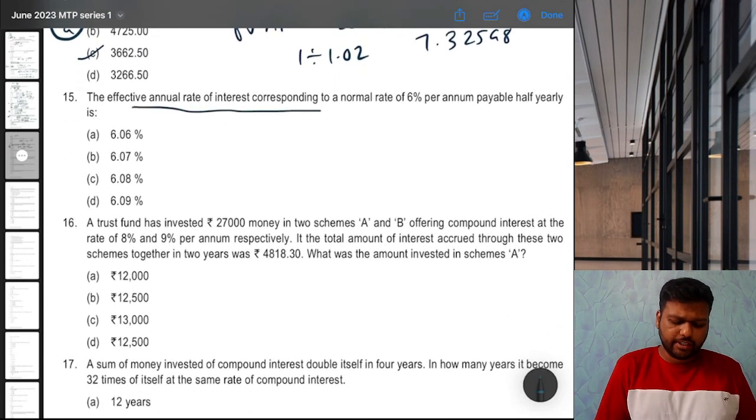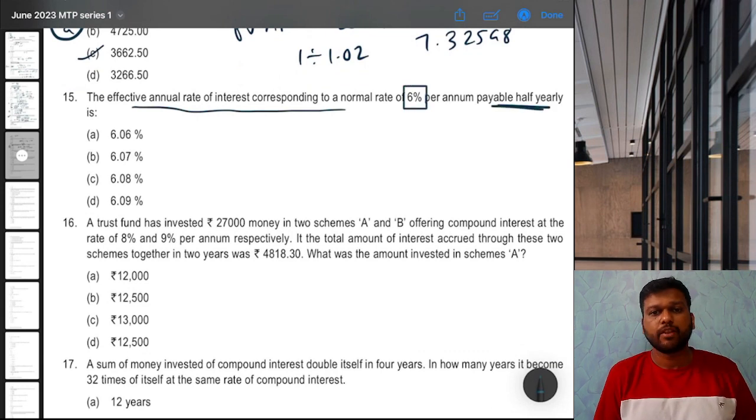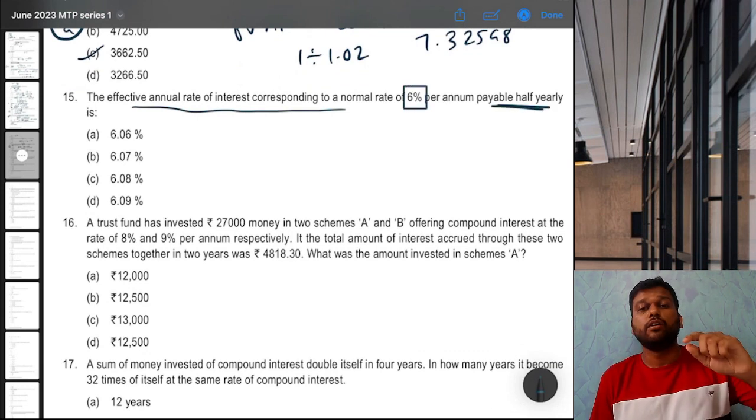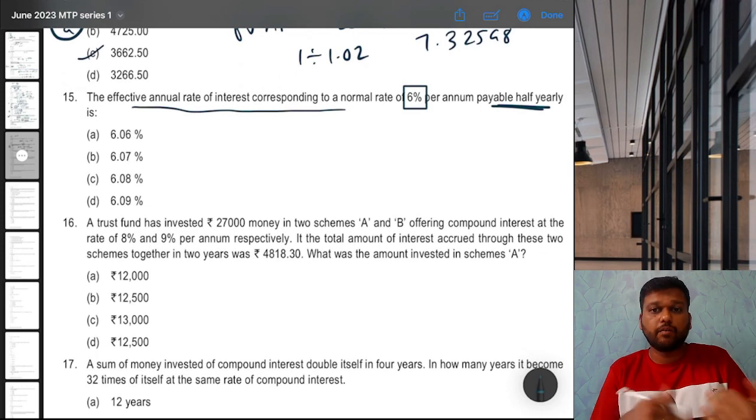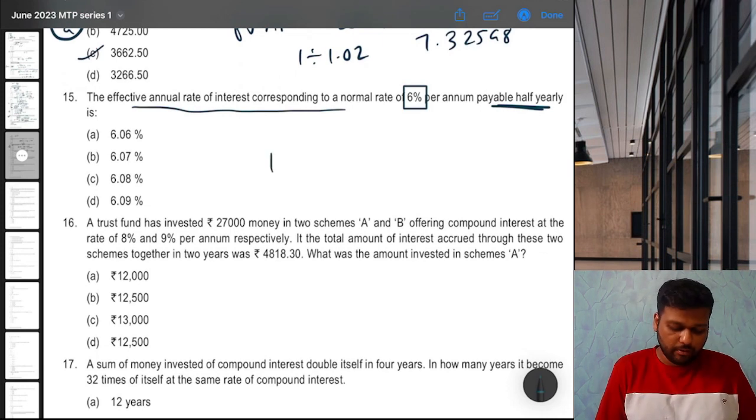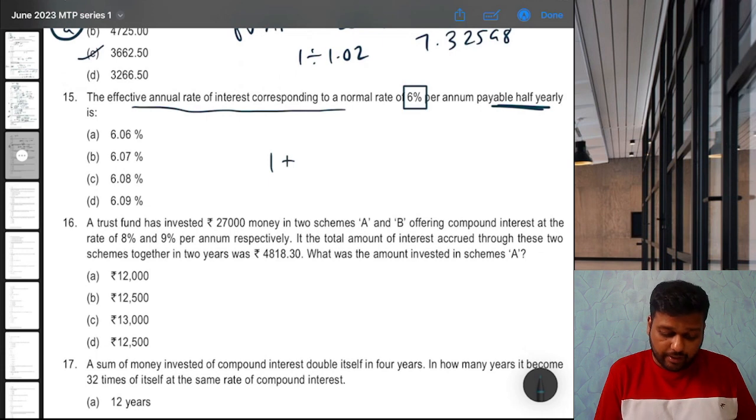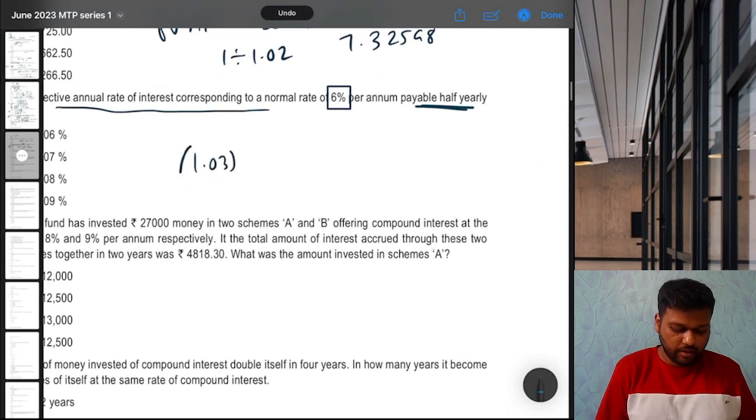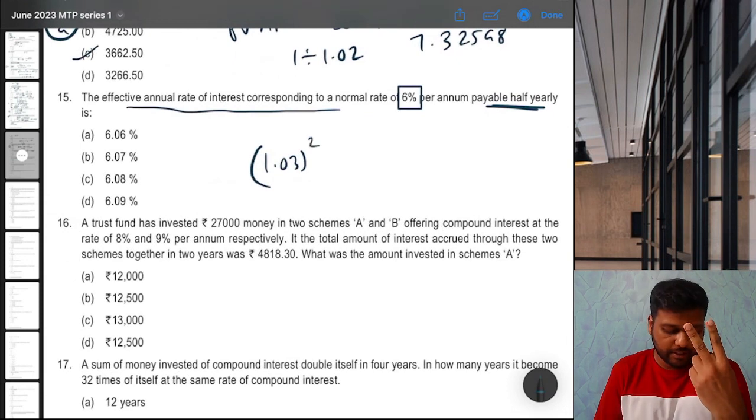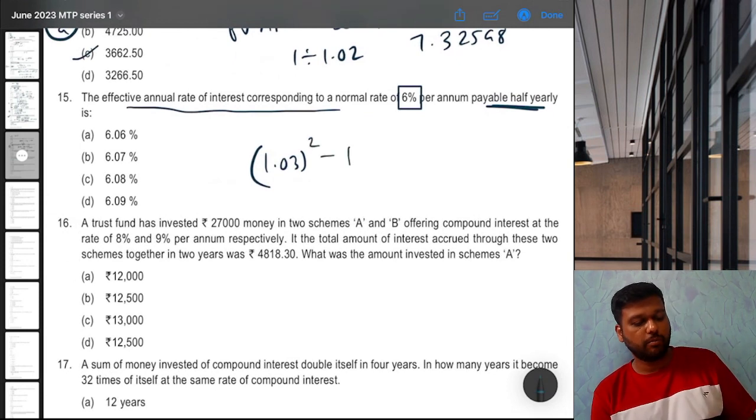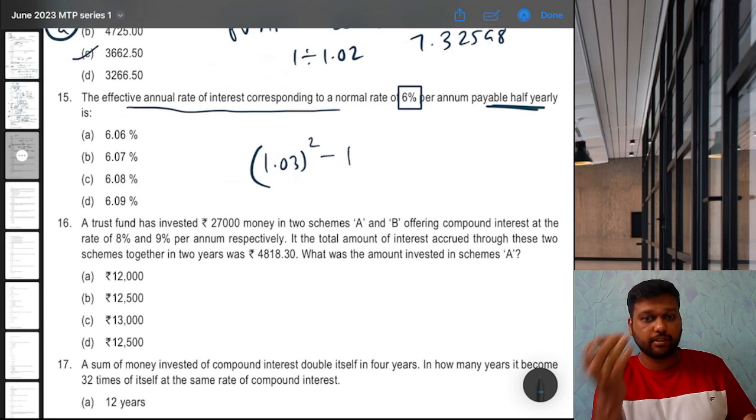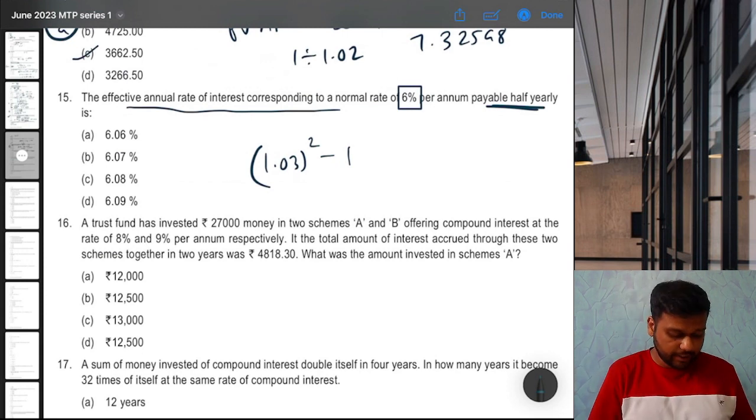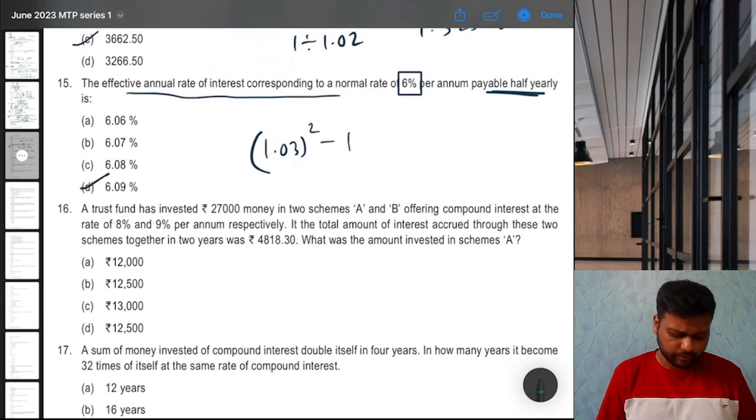Effective annual rate of interest corresponding to a nominal rate of 6% per annum, payable half yearly. Effective rate is nothing but the 1 year compounded rate converted to simple interest. So just 1 plus I, where I is 6% but half yearly, that means 1.03. Half yearly means there are 2 half years, so 1.03 into equal to, that is square, minus 1, that is 6.09%, option D.